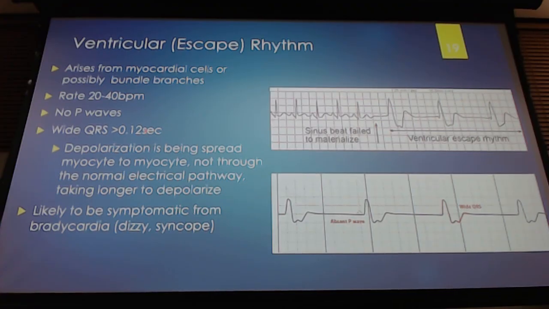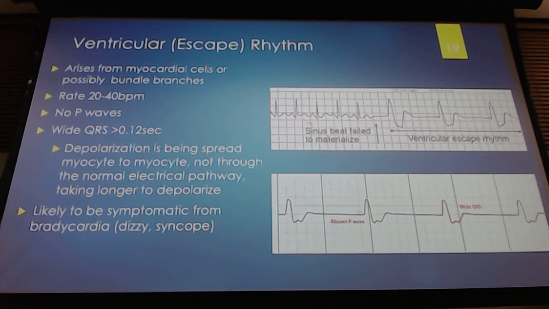We don't usually have any P waves, or the P waves are there, but they're oftentimes within that wide QRS complex. A lot of times, based on the rate, these patients will come in with that dizzy, I felt like I was going to pass out, or I did pass out because that rate was so slow at 20 to 40.